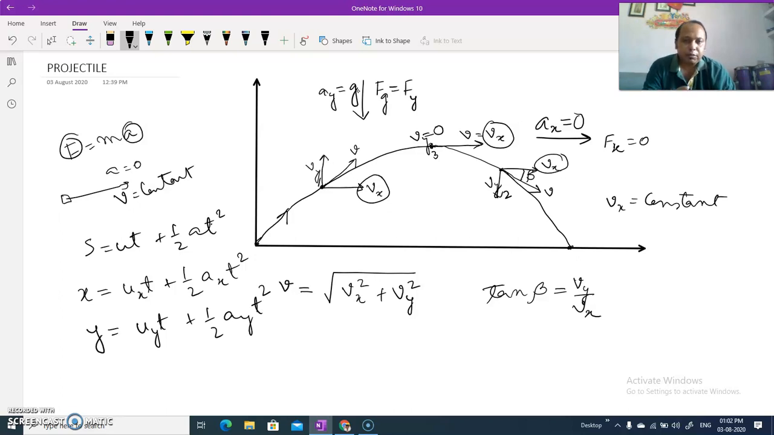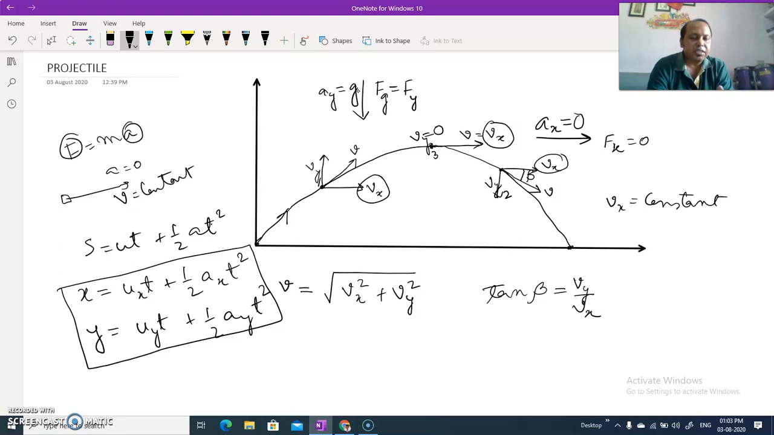So always remember, whenever you use projectile motion in numericals, you have to take care of these two equations: displacement along the horizontal and displacement along the vertical. I hope that the basic concept of projectile is clear to you.